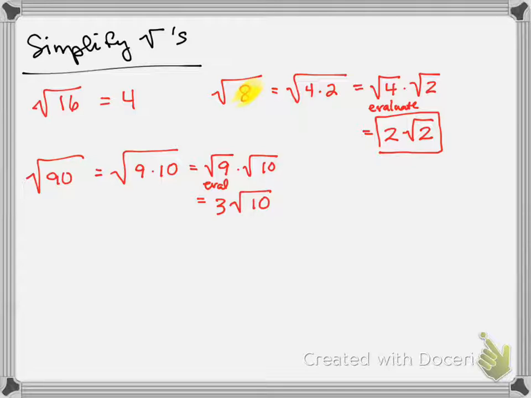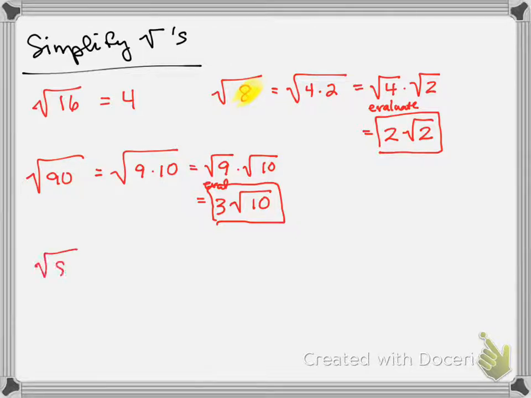While 10 is not a prime number, it will only break apart as a product of 1 times 10 or 2 times 5. So 10 doesn't have any more perfect square factors in it, which means you're done simplifying the square root of 90 to be 3 square root of 10.